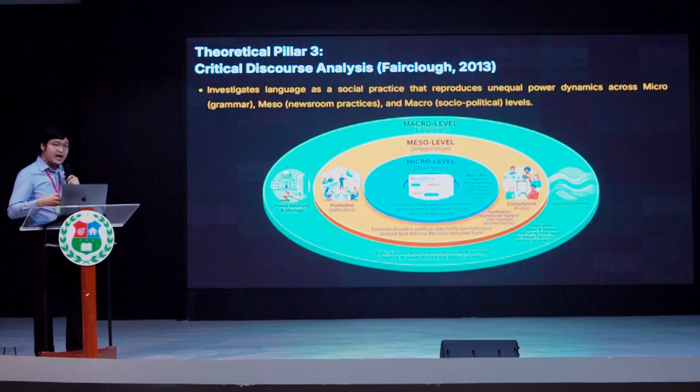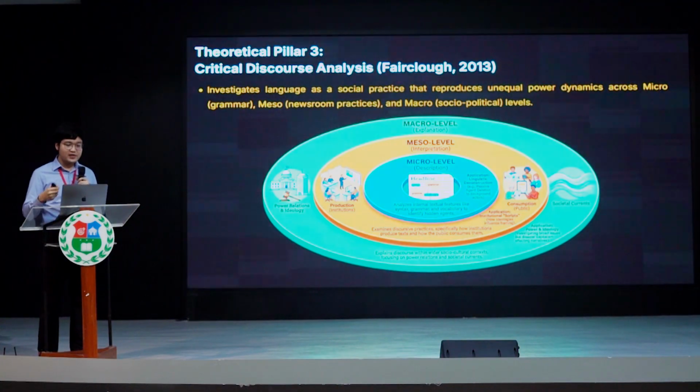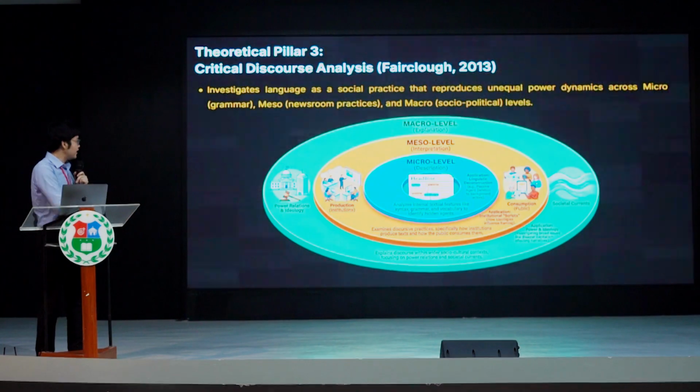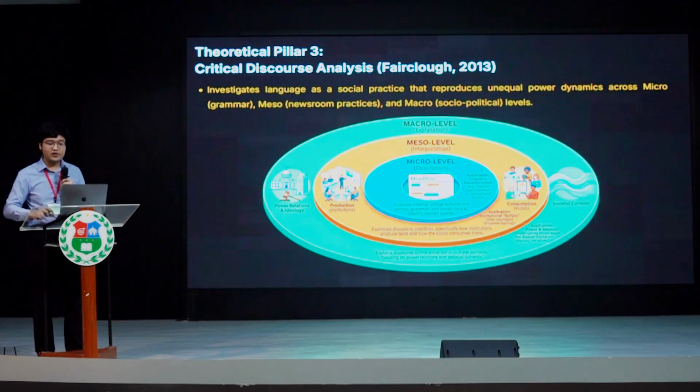Following that, we have the third pillar, which is critical discourse analysis. If week 1 was about the environment, then week 2 is about institutions. So we utilize Fairclough's critical discourse analysis to investigate how language acts as a social practice that reproduces unequal power dynamics. So we analyze it across 3 levels: the micro level, which is in terms of the grammar and syntax; the meso level in terms of its newsroom production; and macro level in terms of its socio-political explanation.